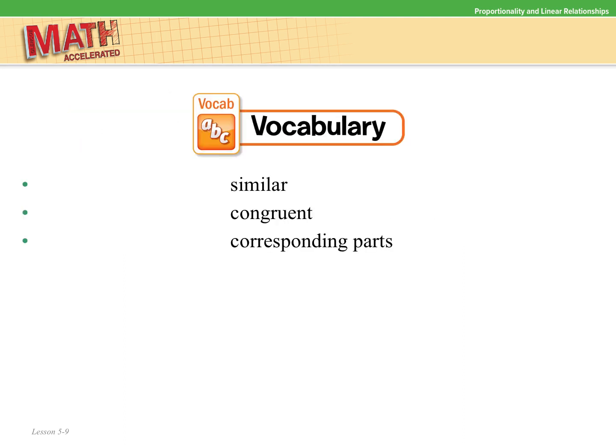Thinking about similar, the difference between similar and congruent. What does similar mean? Alike, okay? What does congruent mean? Equal. So similar, when you say alike, are they exactly the same? They're just similar to each other, they're not exactly the same. So congruent would be exactly the same.